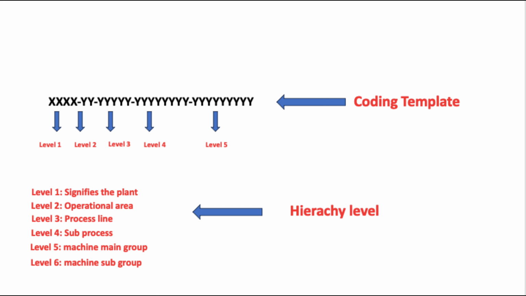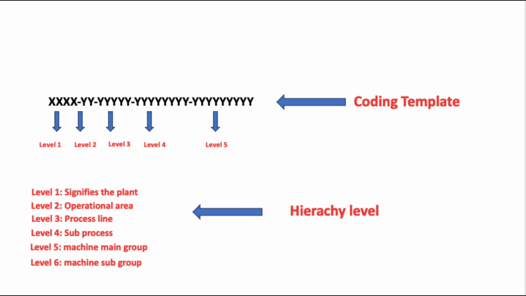When you hear coding templates, what a coding template does is to help you to control the type of characters that you're going to use in creating your functional location for your business. And when we talk of the hierarchy level, what the hierarchy level does is to sort of define the levels that are in your structure. Okay, it tells you what each level means, how many levels that you have on your functional location.